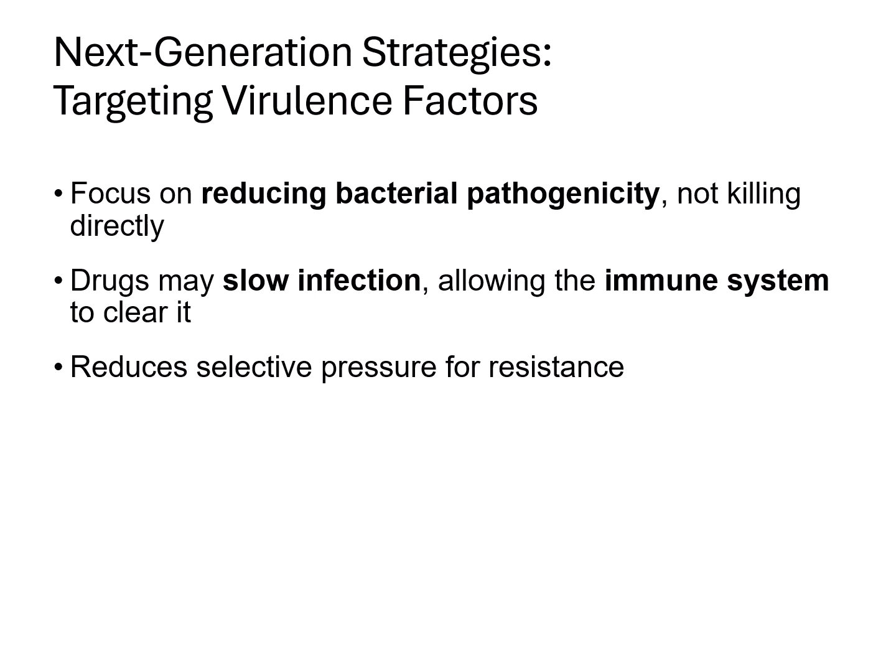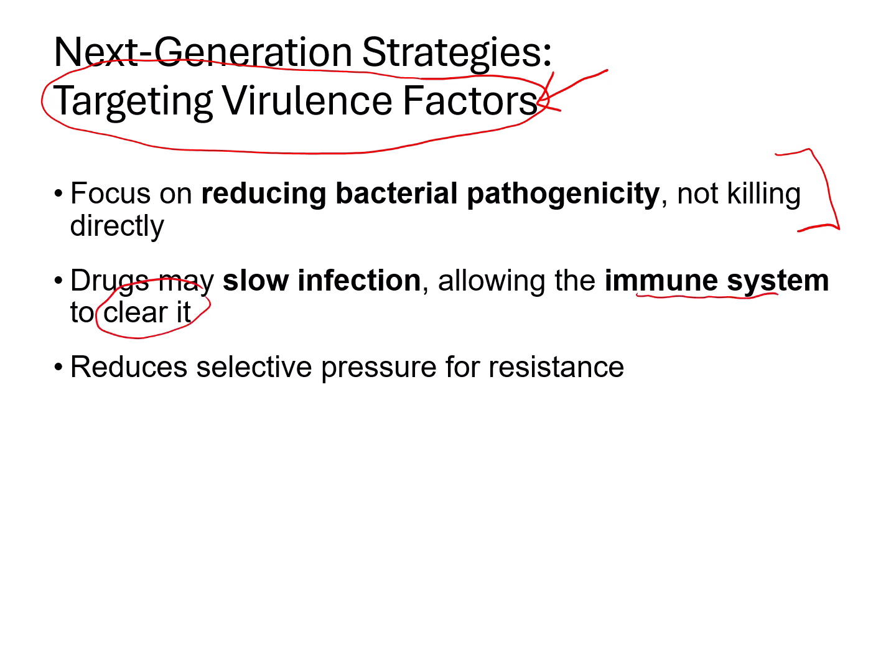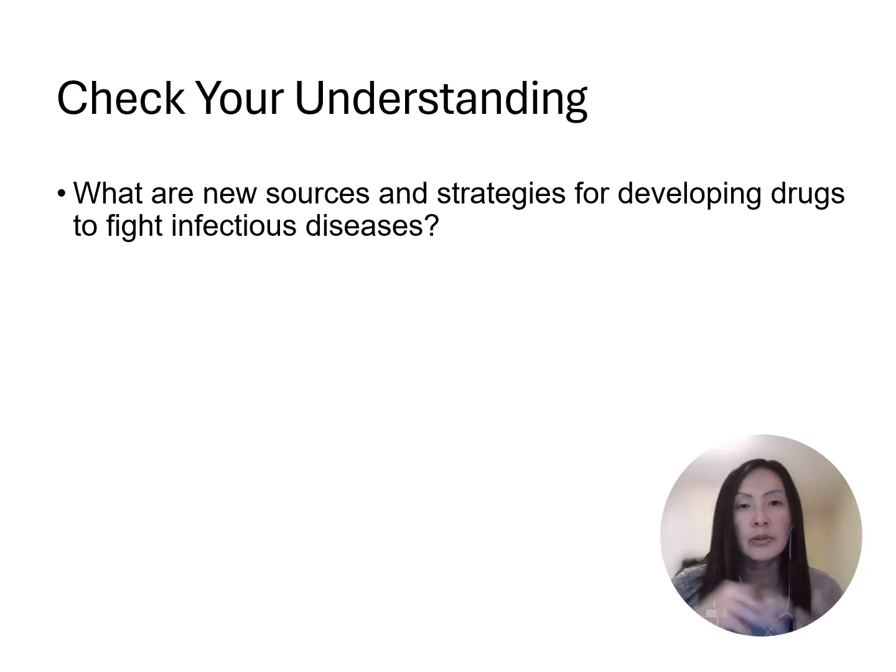Another next generation strategy is to target virulence factors. These are factors that pathogens release to cause disease in the body. So we have these anti-virulence therapies which disarm the pathogen, making them unable to make us sick, and we're not killing them, but that reduces the selective pressure for resistance and allows our immune system to come in and clear the infection.